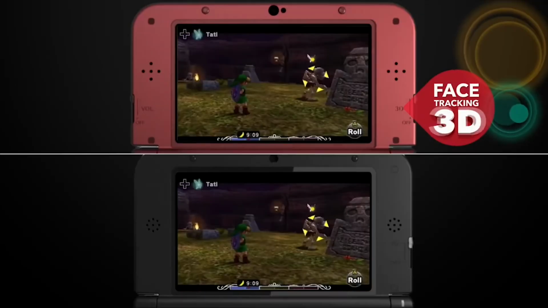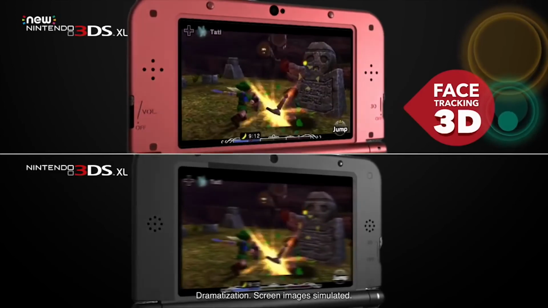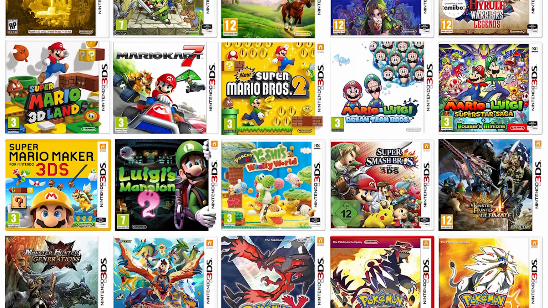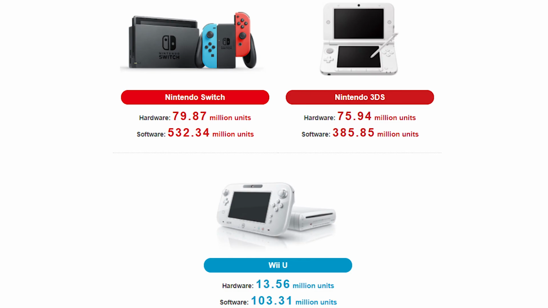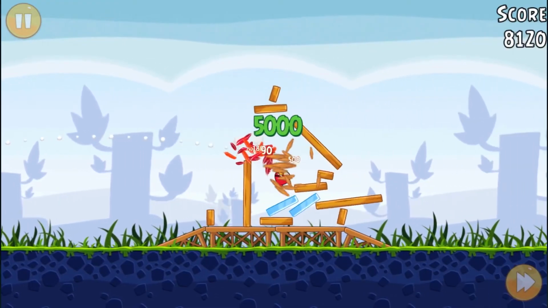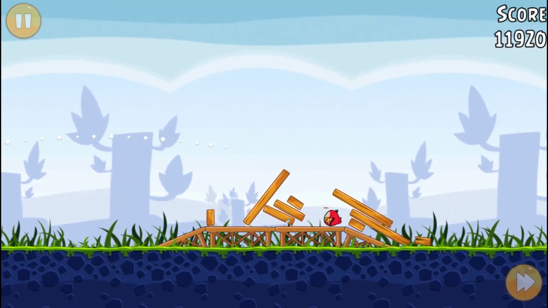The 3DS is a neat little system with hardware that was just good enough and a great library of games. After a slow start, it ended up selling over 75 million units, which is impressive in an era where mobile games eat more and more into that area of the market.